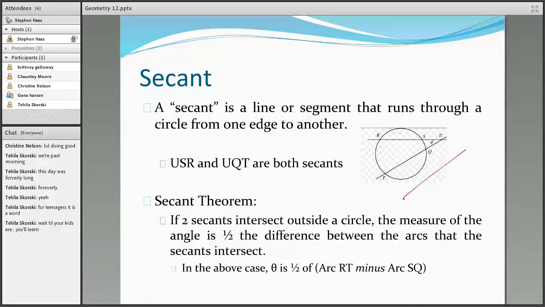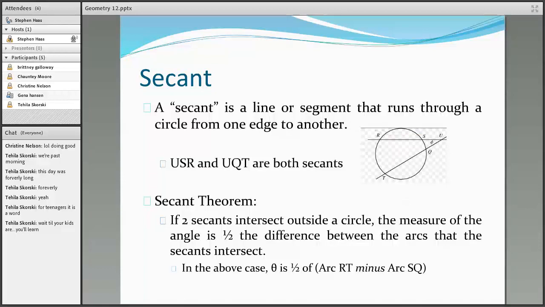A secant is a line that goes through a circle and hits the circle twice. If it hits the circle twice, then it is called a secant. As you can see from this diagram, USR, in other words, this one over here, that is a secant. UQT, also a secant.